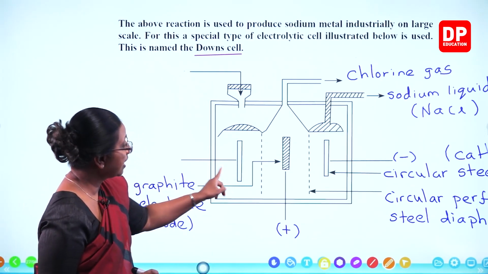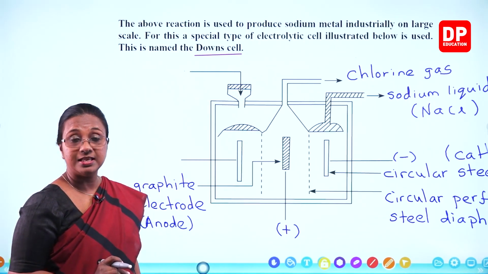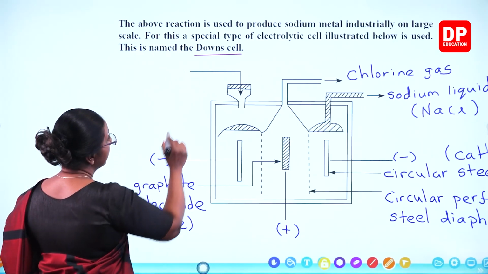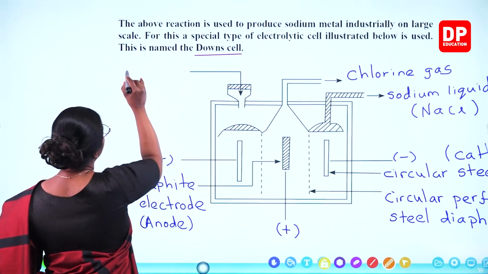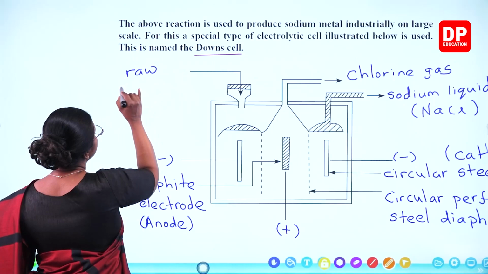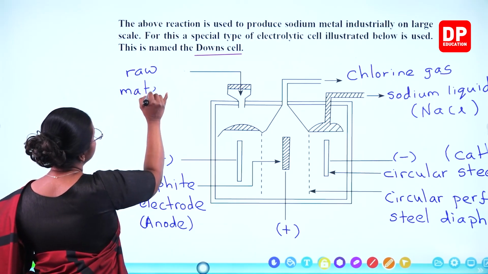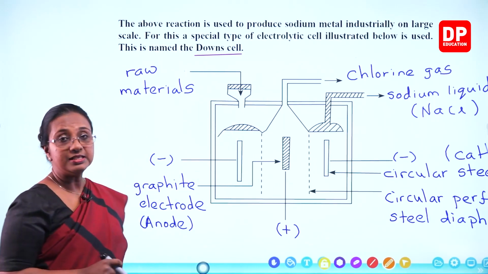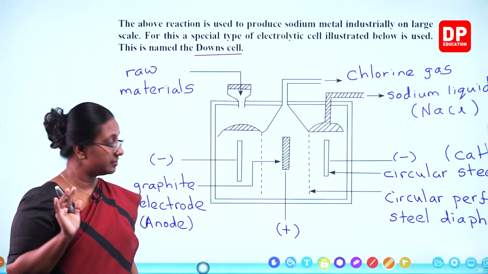Then again on this side also, it is the circular steel cathode, that is the negative electrode, and this is the inlet through which raw materials are introduced into the cell. Raw materials are supplied to the cell.